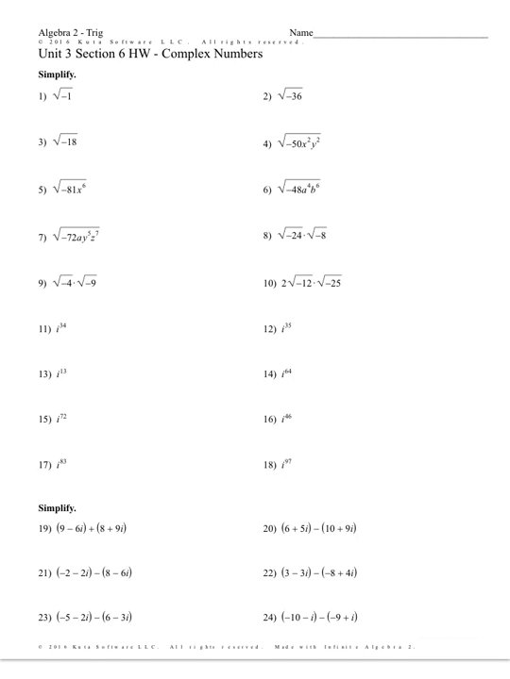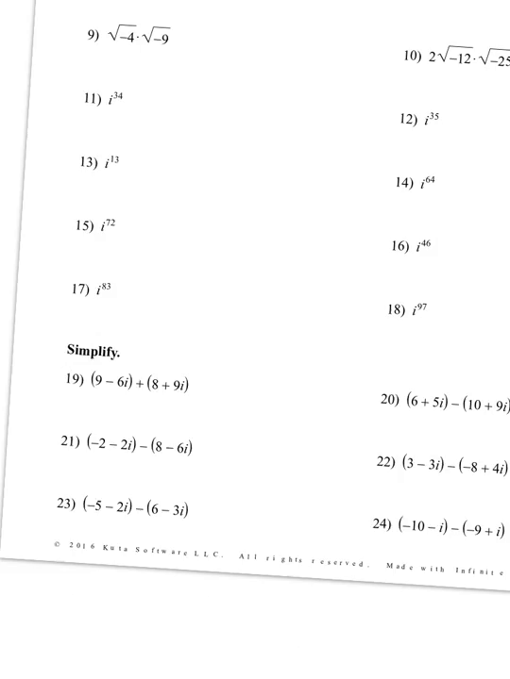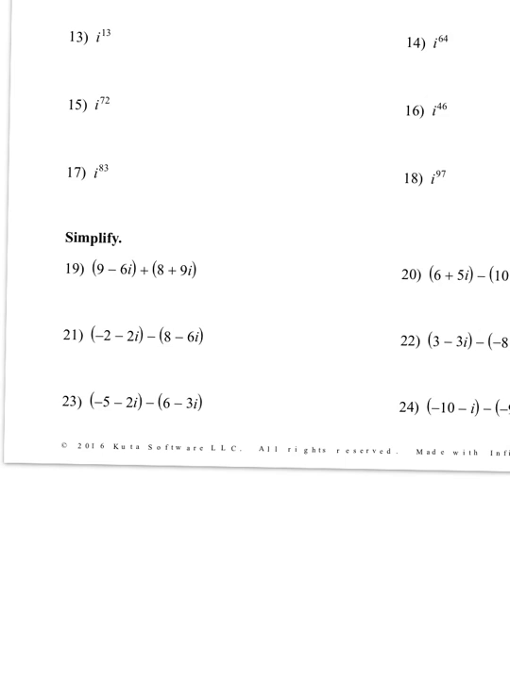Okay, now we're going to go down to simplifying. So we're adding complex numbers. So if we go to 19, so let's go down here to 19. And notice down here we're adding and subtracting complex numbers.